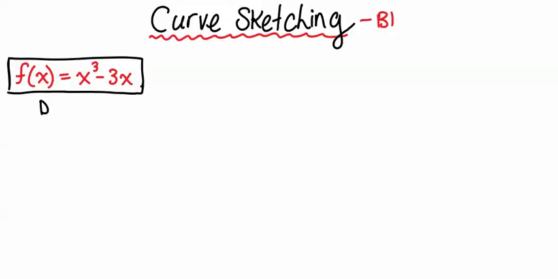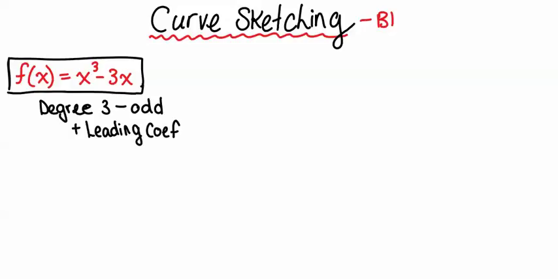We know it's a degree 3 because that's the highest exponent, and so therefore it's an odd degree function, and it's got a positive leading coefficient. And what that means is, if it's an odd degree and a positive leading coefficient, we know it's going to go from Q1 to Q3. So we don't know exactly what the graph looks like, but we know maybe something like so. So we learned that from advanced functions.